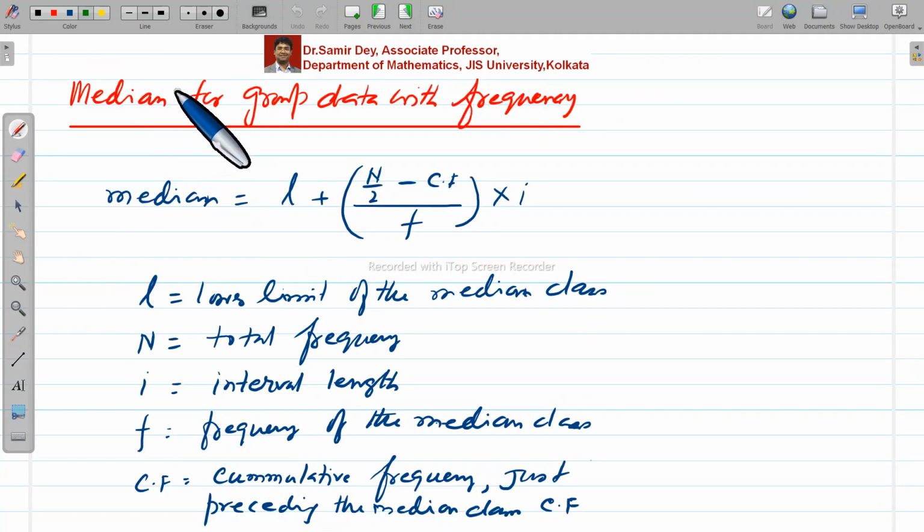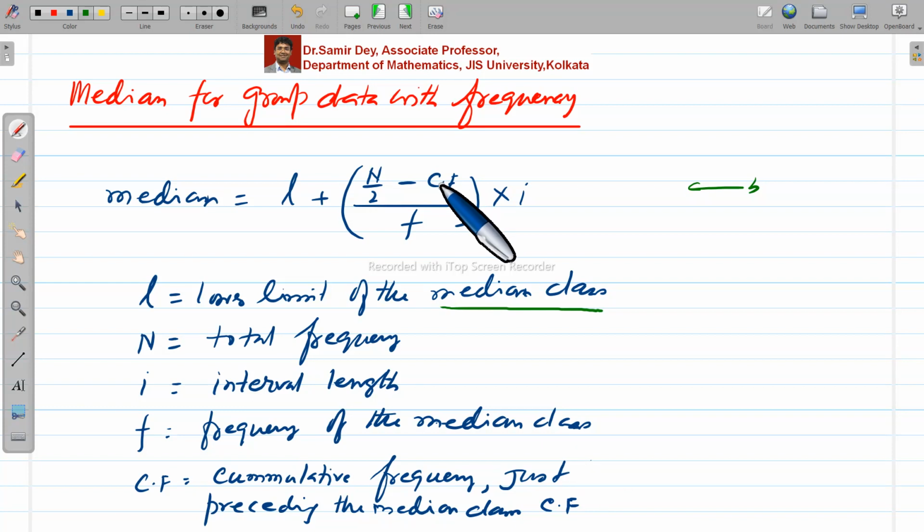So in case of median for group data with frequency, the formula is L plus n by 2 minus cf by f, whole into i. Okay, what is L? L is the lower limit of the median class. How to decide the median class, I will discuss with a numerical example, then you can understand clearly. What is n? The total number, total frequency. i is the width of the interval. Whatever the interval you can see, A to B, B to C, the gap will be i. And f is the frequency of the median class.